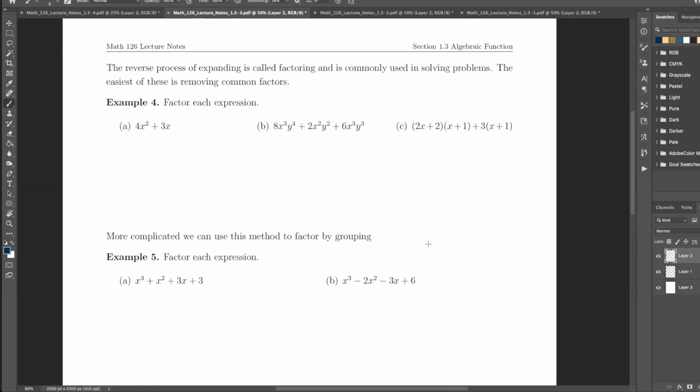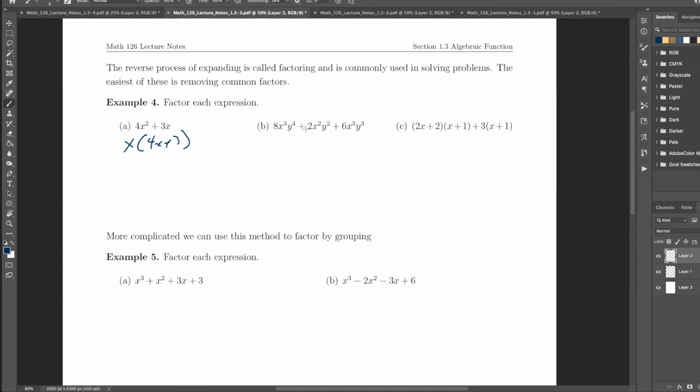So let's talk about factoring some expressions. So we want to factor some stuff. We can factor each one of these. So here, I'm going to pull out everything in common. Everything in common in this is an x. So I can pull out an x here, and I get x times 4x plus 3.